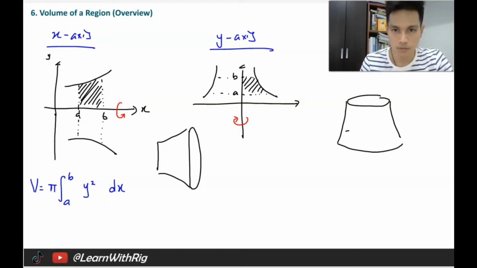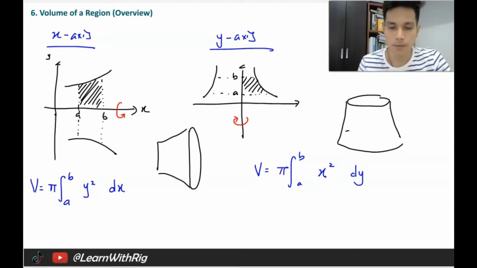If it's rotating around the y-axis, what's your formula? Your formula is volume equals the same thing, A to B, the range, and then it's going to be against the y-axis, right? So it's y dy, and then instead of y you write x squared. And then don't forget to multiply by pi. So that's all you have to know for this. We'll go through the examples and I'm sure you understand how to apply this.